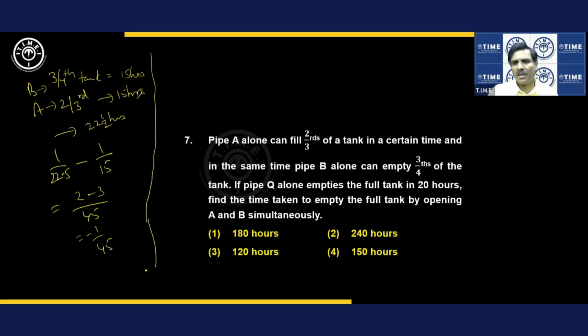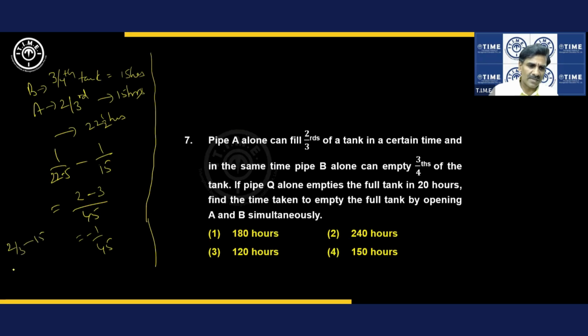Let's look at the calculation. It is B alone that empties, basically, that is the point there. The whole tank, if it is emptying in 20 hours, 3/4 tank will be emptied in 15 hours, we can say. In that 15 hours, A alone can fill basically 2/3 of the tank. So 2/3 of the tank it is filling in 15 hours, means the whole tank will be 15 into 3 by 2.